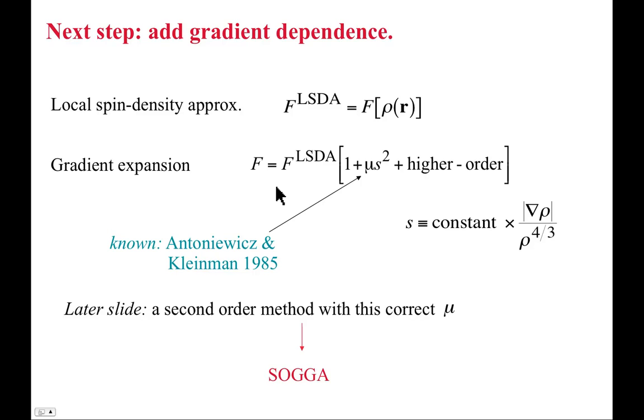And so you can actually show from exact theory, and Antonovich and Kleinman did this in 1985, that a way to write this would be 1 plus mu times s squared, where s is this gradient term, plus higher order terms. And in a subsequent slide, I'm going to show you results for a functional, this is second order generalized gradient approximation, that actually uses the theoretically correct mu while ignoring these higher terms. But in fact, many of the functionals we'll look at are not necessarily based on this explicit derivation, but rather will include the spirit of the derivation with some empirical constants.